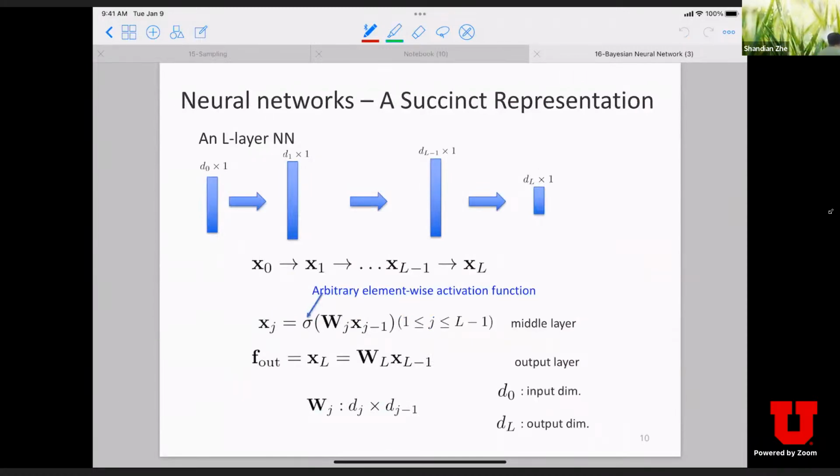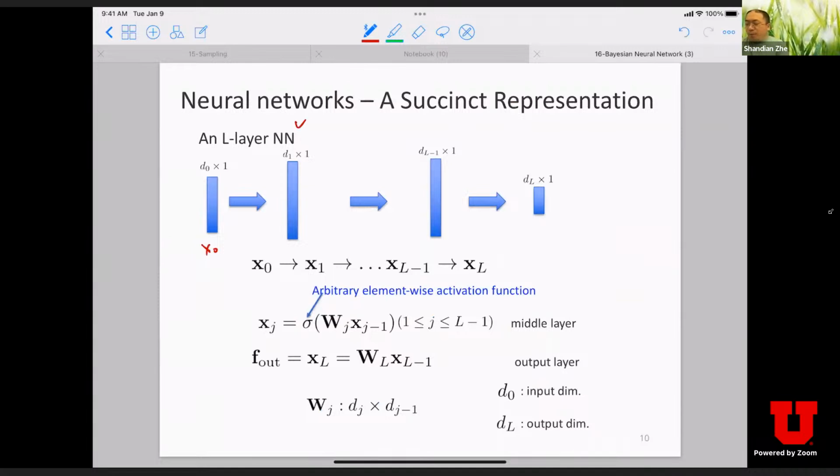So, in a more succinct representation, we can use vector and matrix views to illustrate a neural network. In general, we can represent an L-layer feed-forward neural network in this way. We assume our input is a D0-dimensional vector. This is X0, which is the first layer, or zeroth layer, whatever.